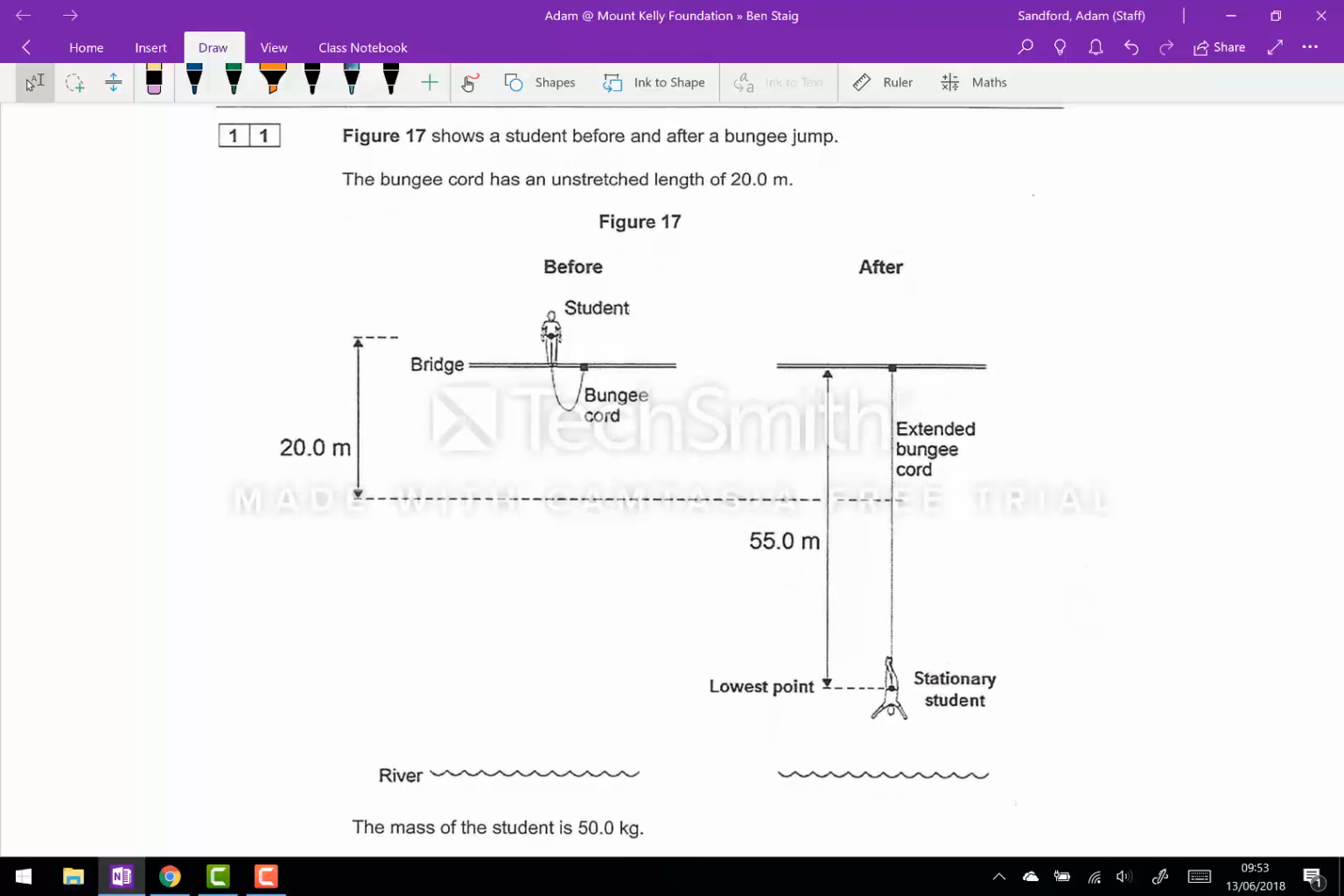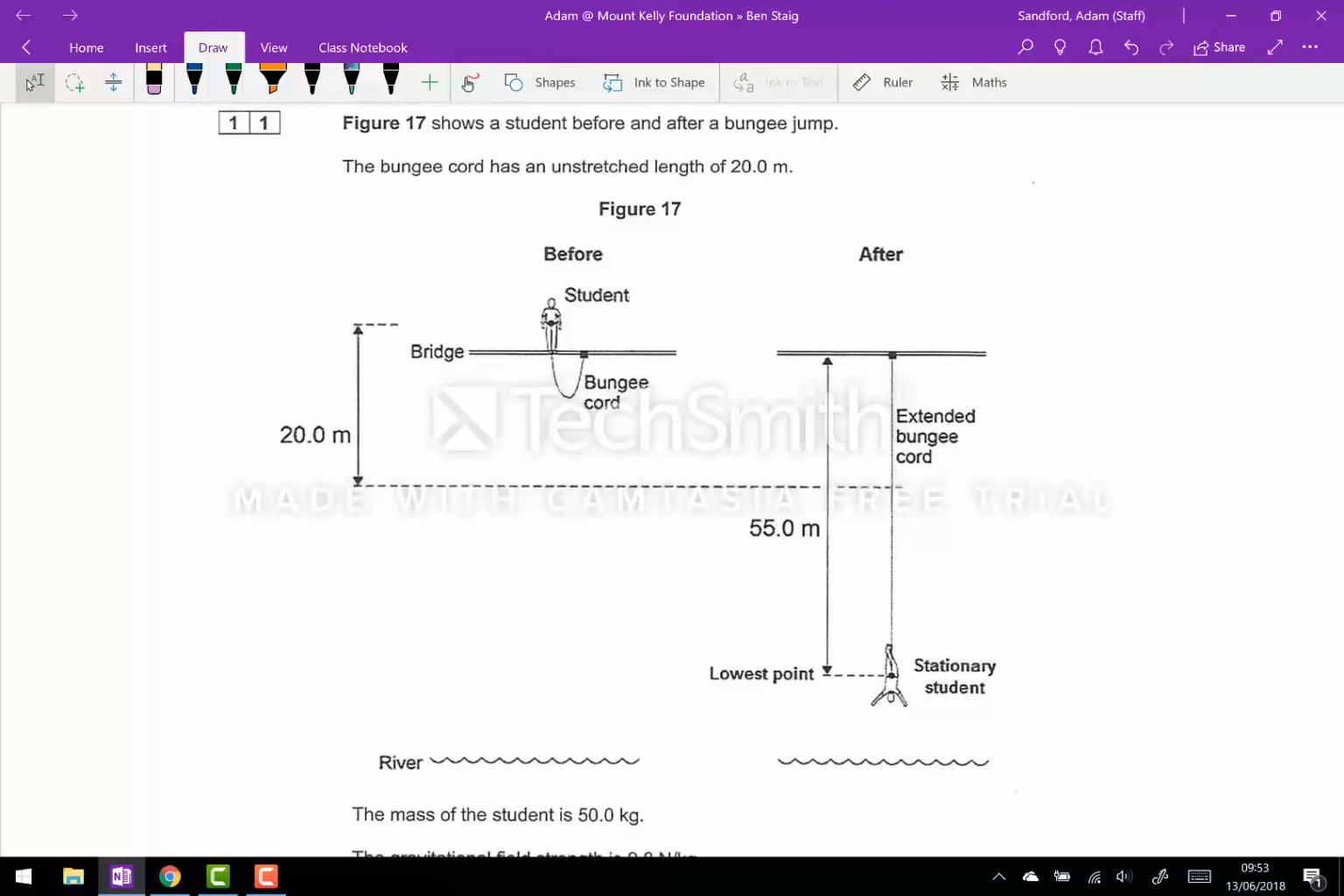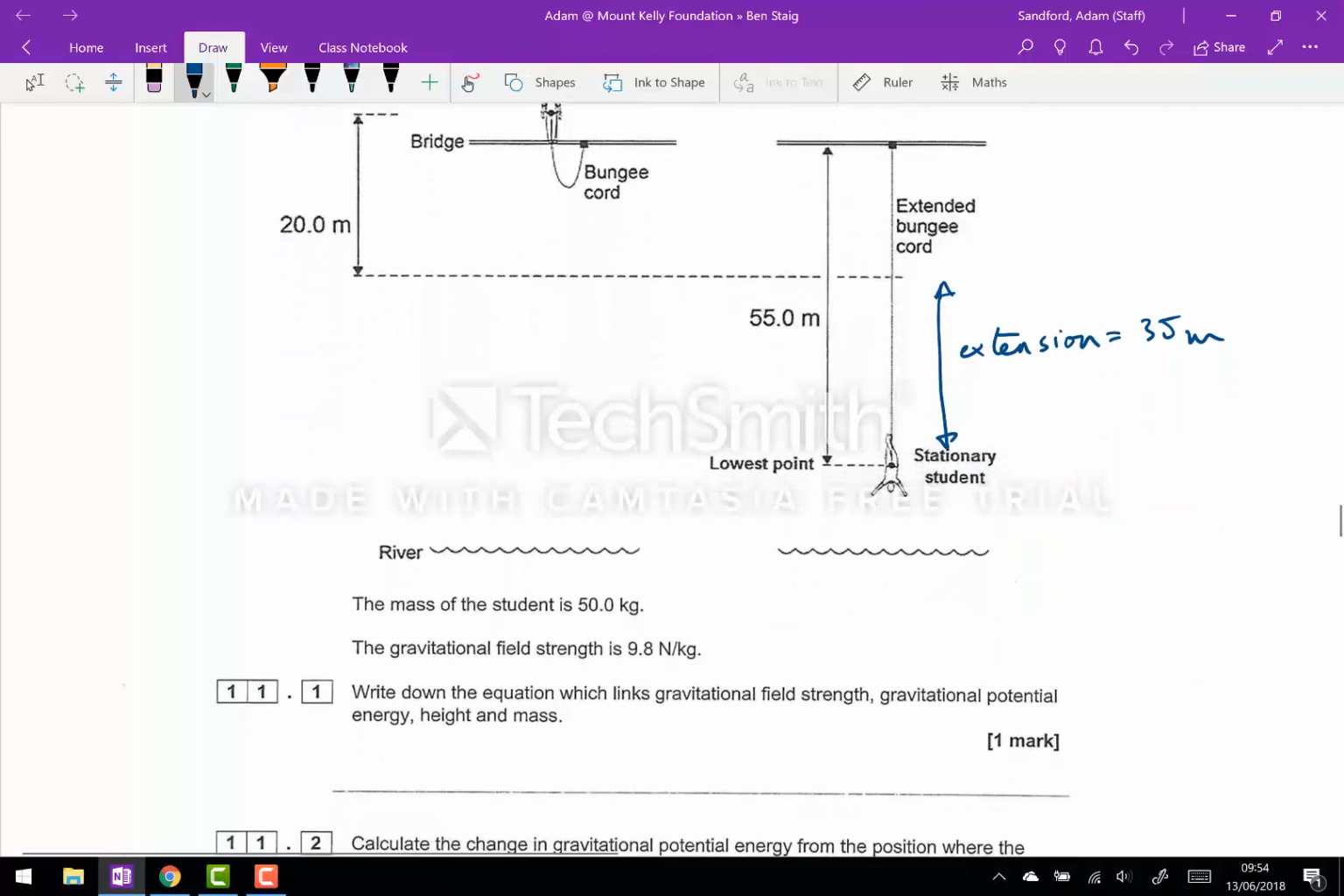Student, this is the first time we talked about energy really in terms of gravitational and elastic and well, we'll look at the equations as we go through, but loads of data. So unstretched, it's 20 metres. At its lowest point, it's 55 metres long, which means it's stretched, or extension is 35 metres. Don't be afraid of annotating diagrams, okay? Because that'll help us. We've got a mass, we've got gravity. Right, we're off.